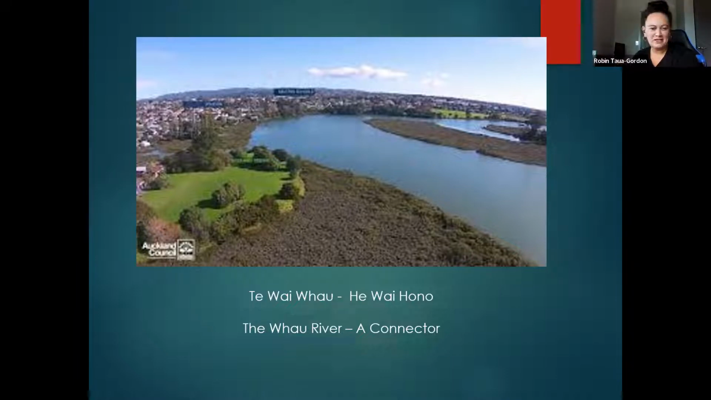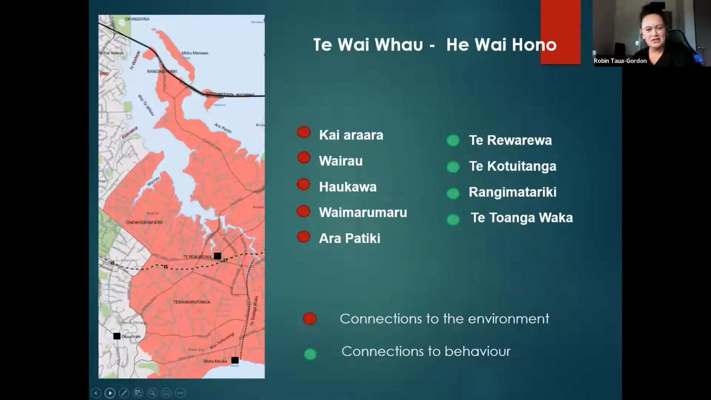Te Whau is a connector of people. So it provides the opportunity for people to come together and connect with each other. Te Whau is also a connector of people to nature, to the whenua, to the environment, to the awa. And so my kōrero this afternoon, what I wanted to do was just share a little bit of cultural history with you from the Te Kawerau a Maki perspective and give you a little bit of background in terms of some of the names that Te Kawerau a Maki use across the river, along the river.